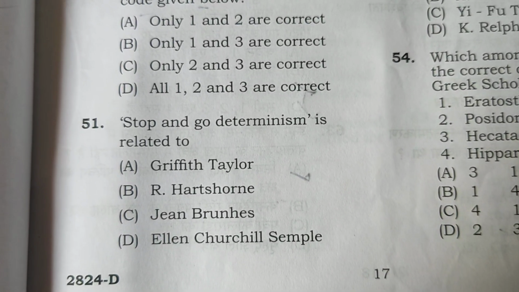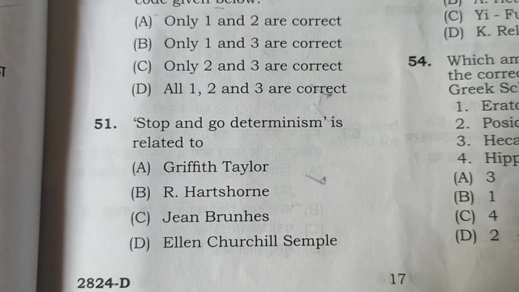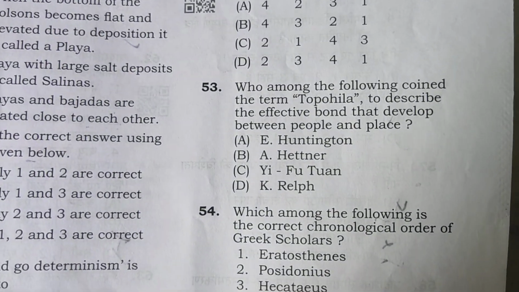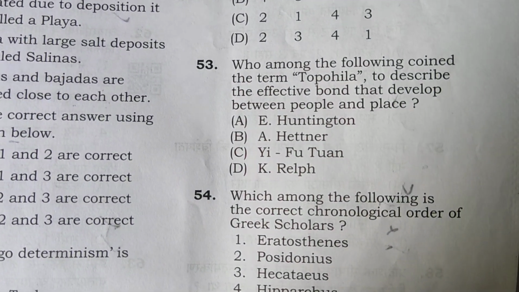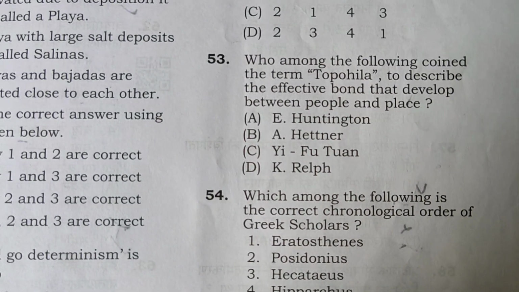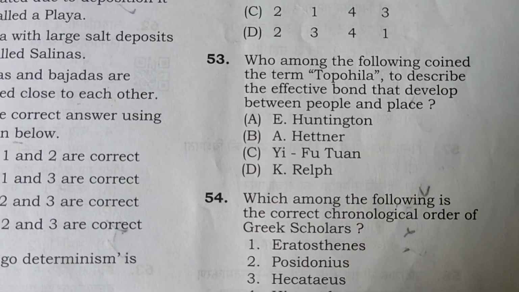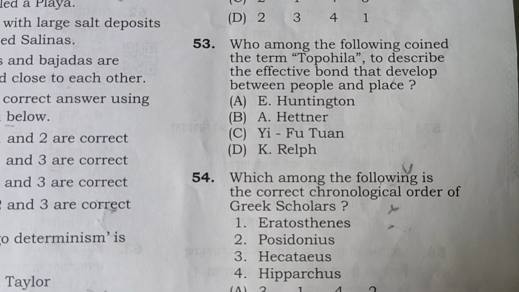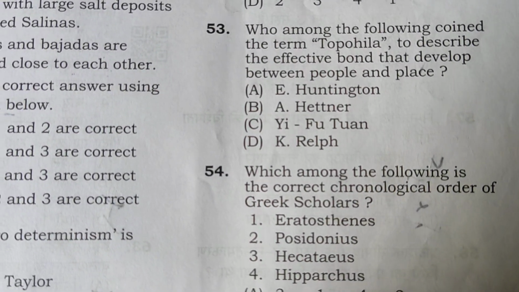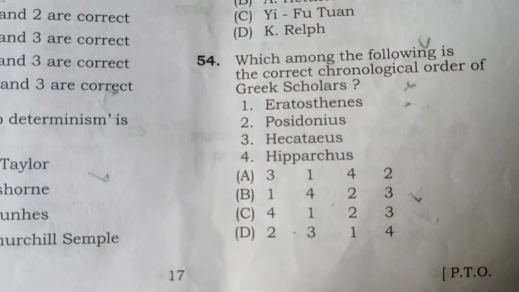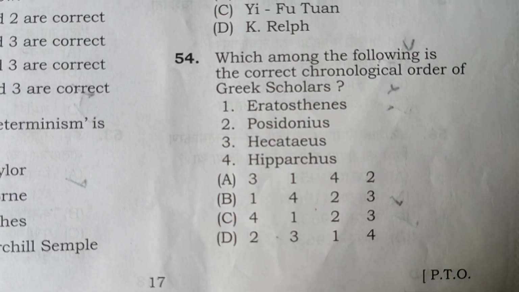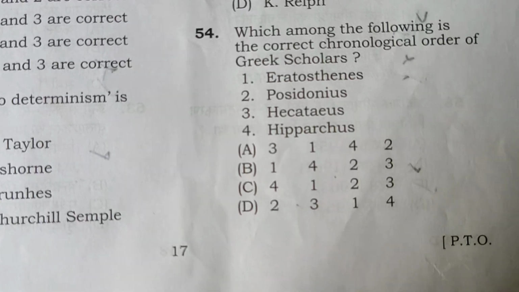Stop and go determinism is related to Griffith Taylor. Who among the following coined the term topophilia to describe the effective bond that develops between people and place? Topophilia given by Yi-Fu Tuan. C option is correct.